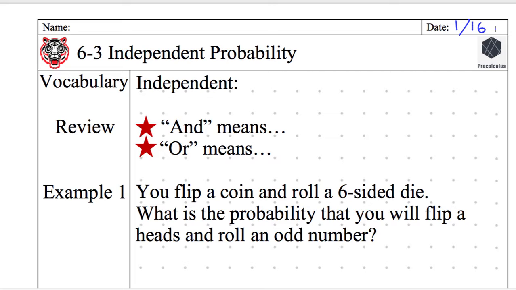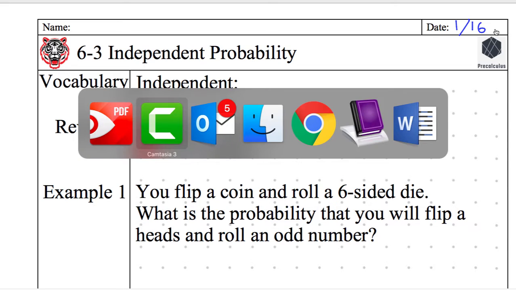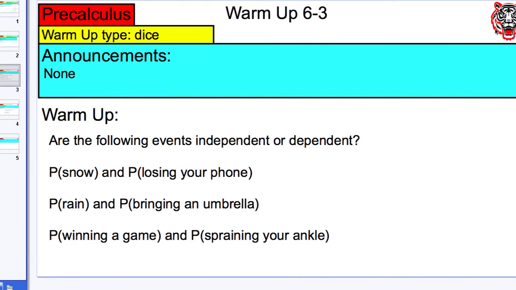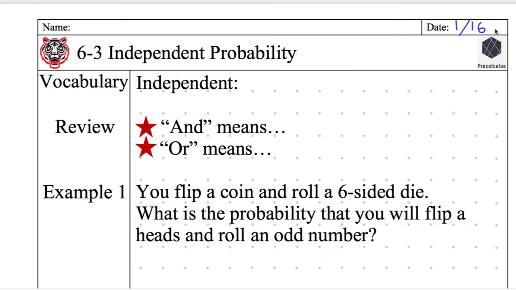Independent. What does it mean to be independent? We had our warm-up, where we talked about independent versus dependent. What does independent mean in your own words? What do you think? That no one busts me. That I'm an independent woman. Don't need no man.